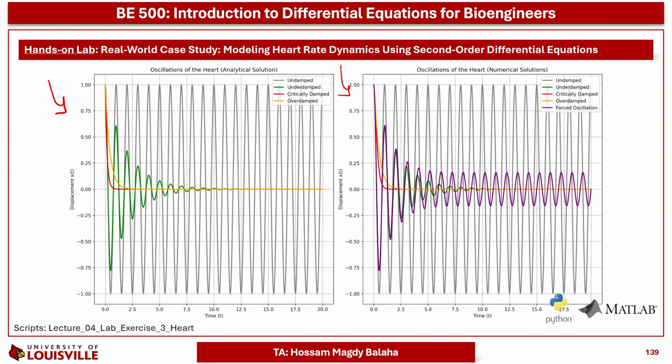And here you'll find that the undamped for both of them are close enough or similar. The critically damped here and here, the overdamped here and here, and the underdamped here and here. And also for the forced oscillation, you will find it in purple. So by looking at both of these 2 figures or subplots, we can determine that the analytical and numerical solutions are close or match each other, and we are correct.